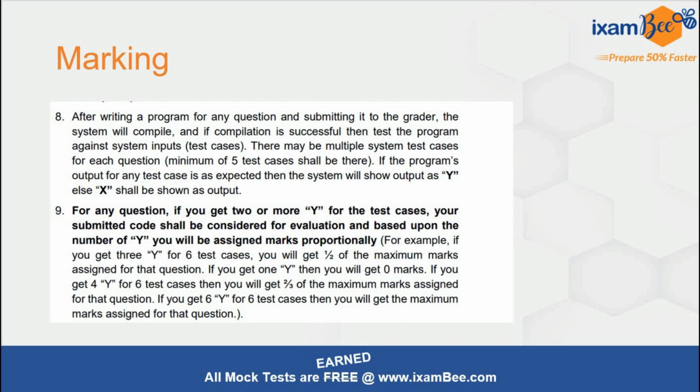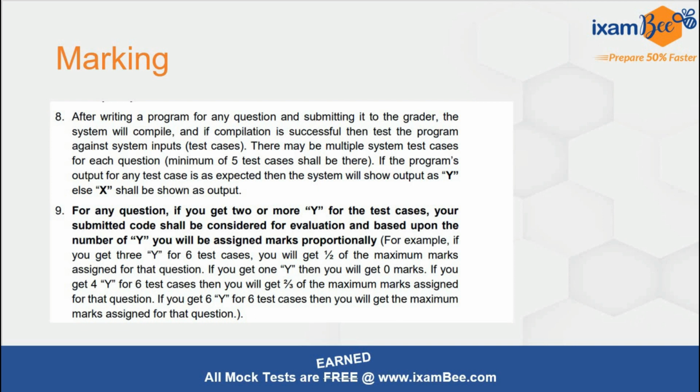Let's say you get more than 2. How will the marking happen after that? The marking is proportional. Whatever proportion of the test cases you have got correct, you will get marks according to that. For example, if you get 3 Ys out of 6 test cases, you get half of the maximum marks assigned to that question. Let's say you have a 30 marker question with 6 test cases. You passed 3, so you will get 15 marks. If you passed 4, how many marks will you get? 2 by 3 of 30, that means 20 marks.